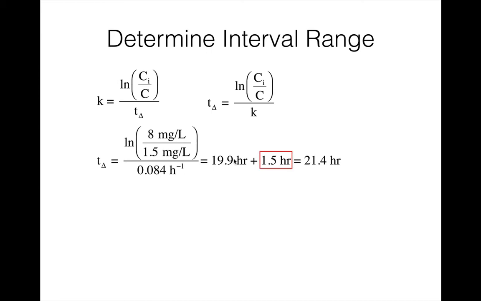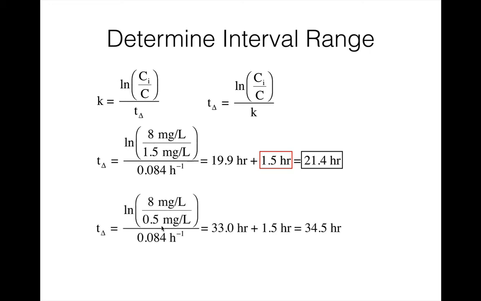But we also have to remember to add 1.5 hours to the interval, because we're going to infuse over a half an hour, and we're going to allow another half hour to elapse before we collect the peak, and we're going to collect the trough a half an hour before the next dose. So that hour and a half has to be added to the dosing interval. That gives us a total of 21.4 hours.